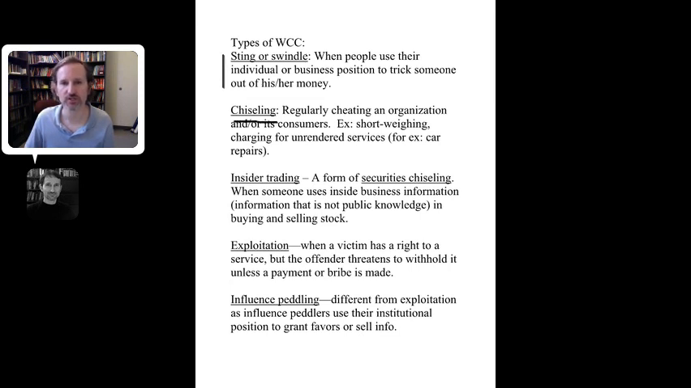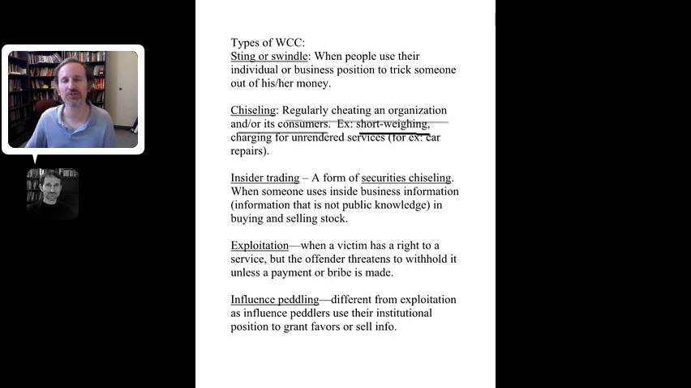Chiseling is an interesting idea. When I think of chiseling, I think of somebody who, for example, is working on a statue and they're just chipping away at something. So in this instance, chiseling is about regularly cheating an organization and or its consumers or customers. So you have a few different examples.